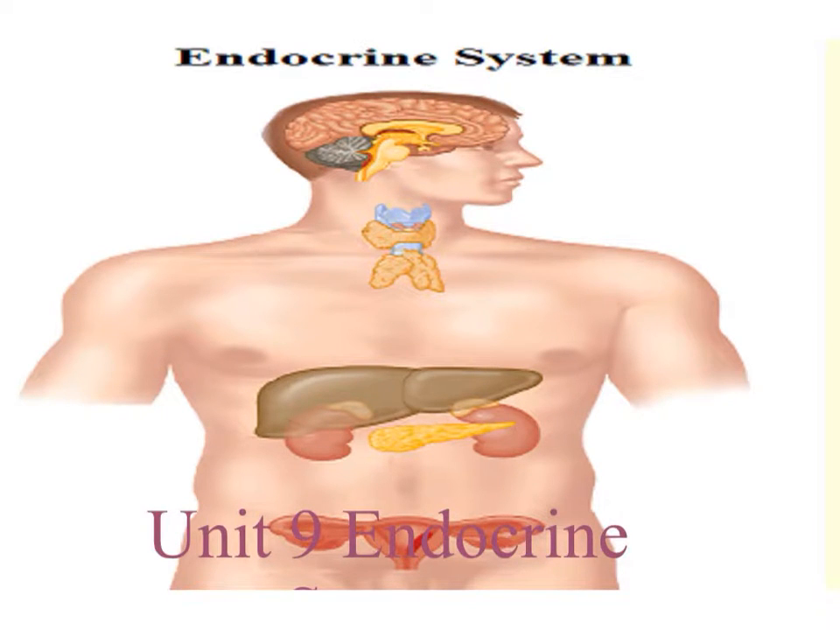This video will cover the endocrine system, which is one of the two regulatory systems involved in maintaining homeostasis in the human body, the other system being the nervous system. Now remember, homeostasis is the condition in which the body's internal environment remains relatively constant. We're going to be looking at the endocrine glands along with the endocrine hormones.